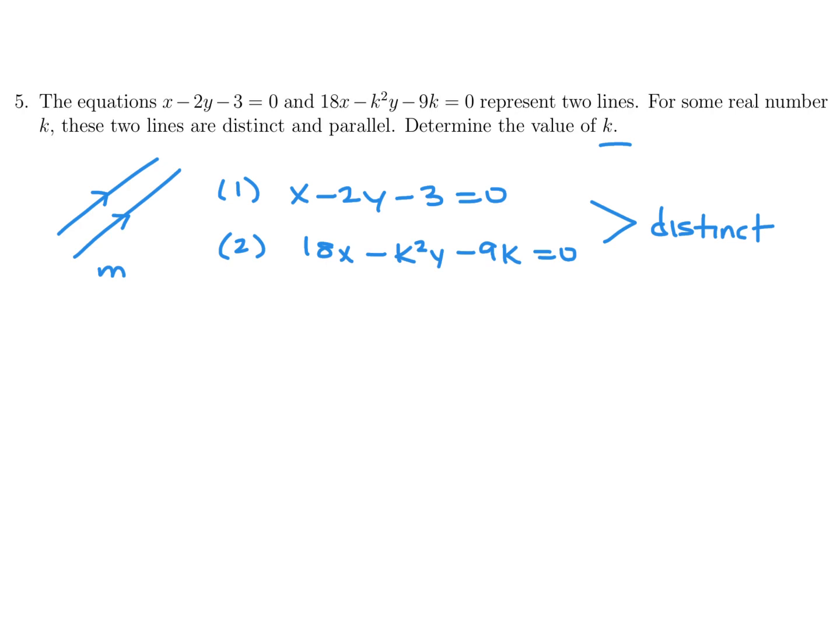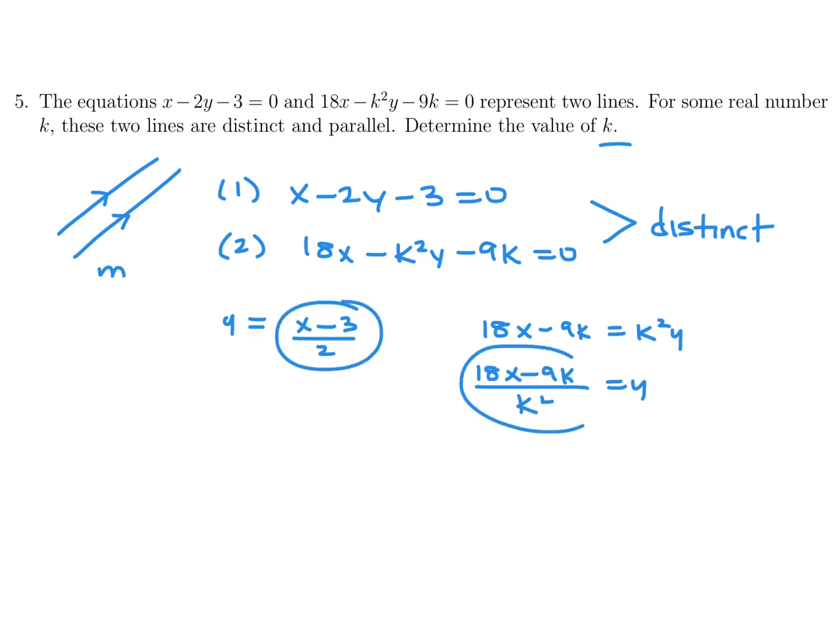Okay, well, first thing I'll do is just put these equations in the form y equals. So that will be x minus 3 over 2, right? And then on the other side, it'll be 18x minus 9k is k squared y. So then divide through by k squared. So 18x minus 9k over k squared. Okay, so y equals this, y equals that, so set them equal to each other. I believe that's how you would do it. So x minus 3 over 2 is 18x minus 9k over k squared.